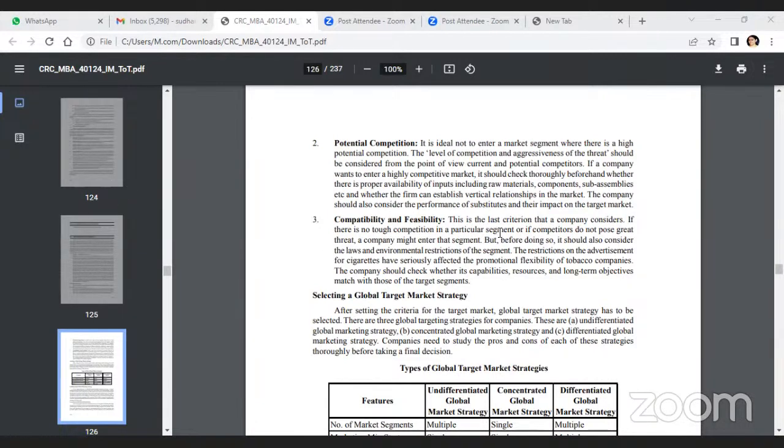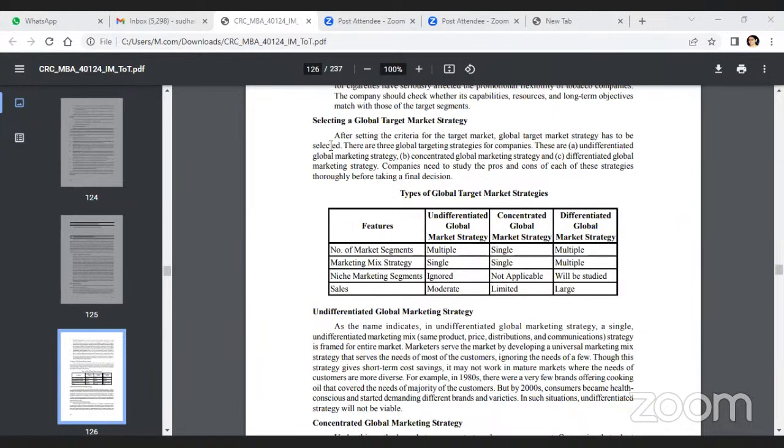The next criteria for target marketing is compatibility and feasibility. When you are selecting a particular segment, is your business compatible with the market environment, restrictions and reasons, and how feasible is your business? Can you use the proper promotional tools or not? What resources are available? What restrictions are there? All these have to be observed.